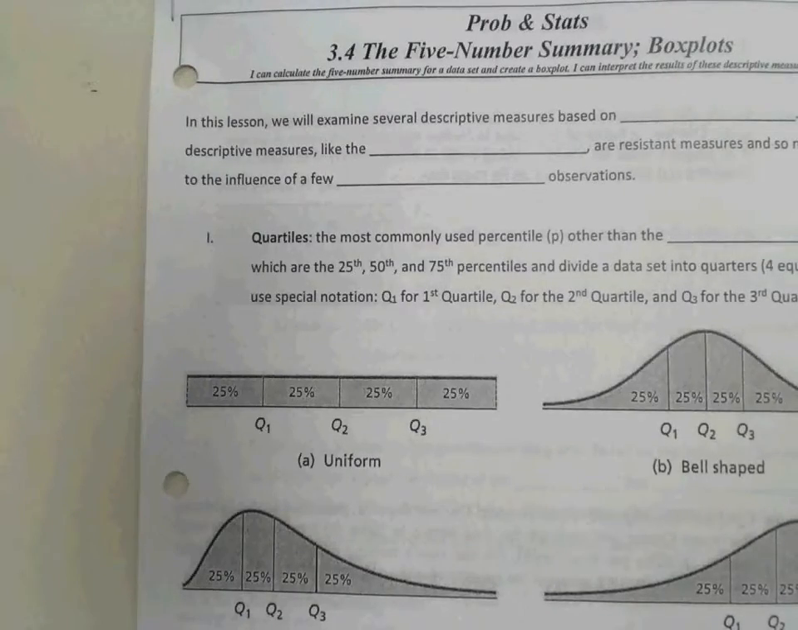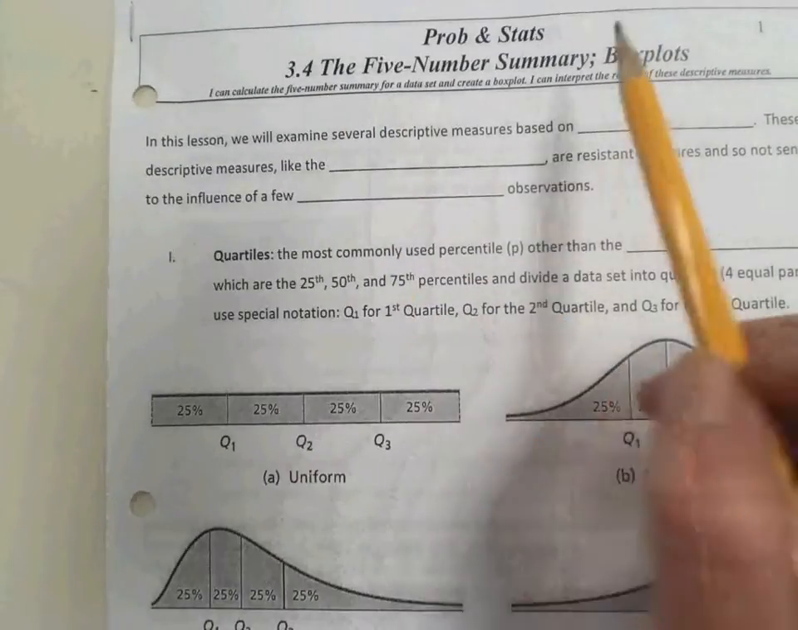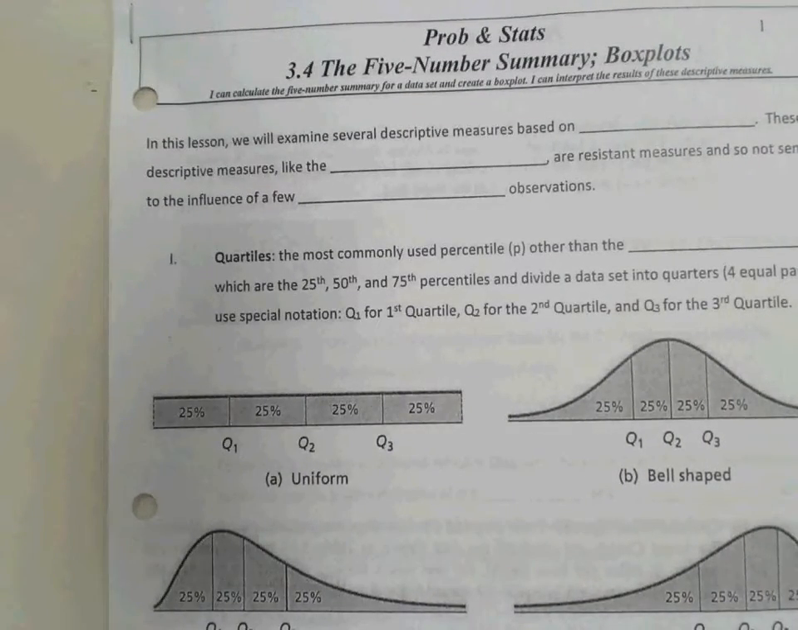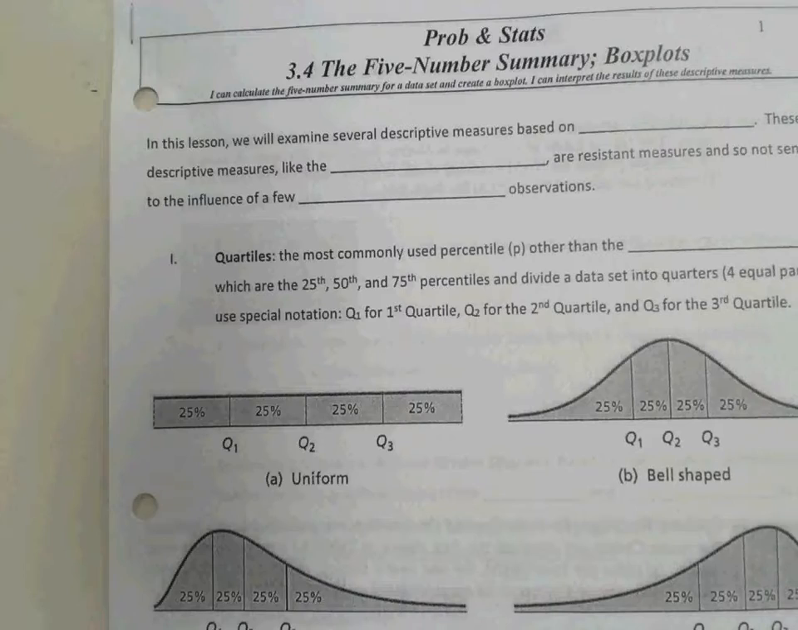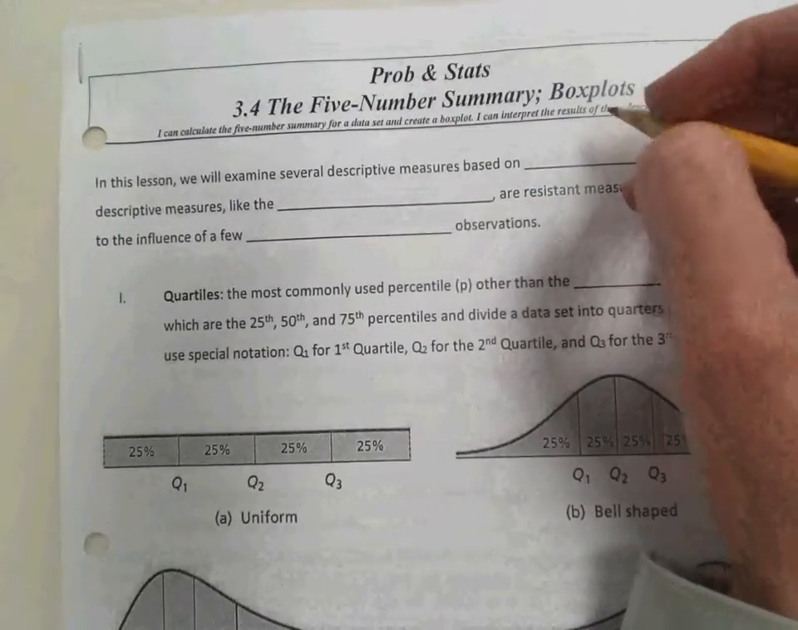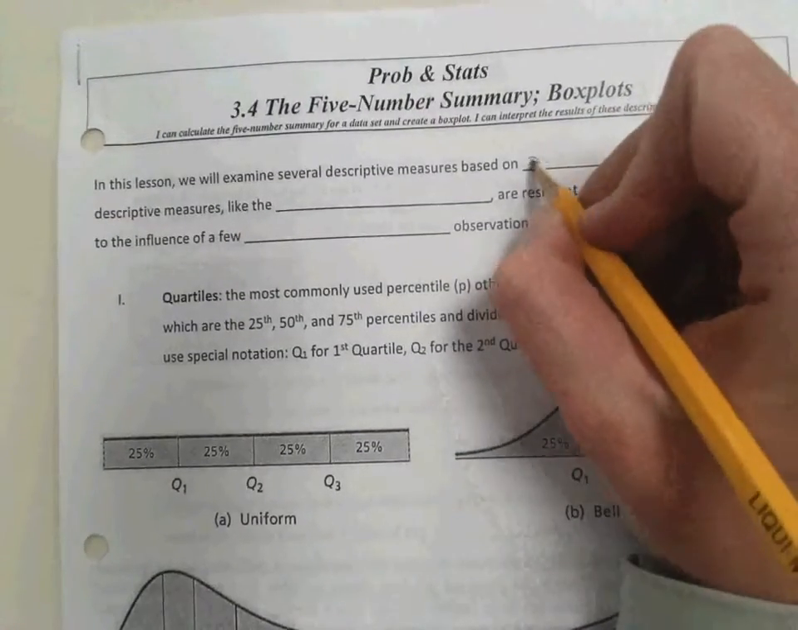So this is section 3.4, and it's the 5-number summary and box plot. In this lesson, we'll examine several descriptive measures based on percentiles.